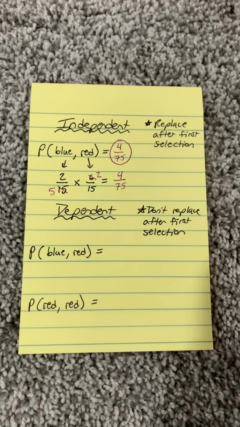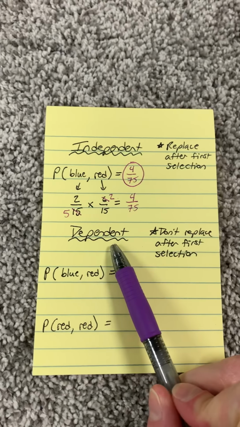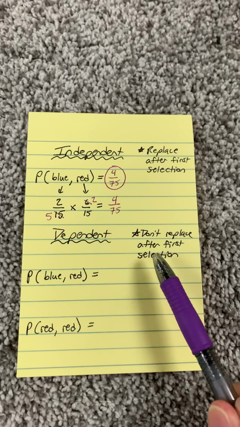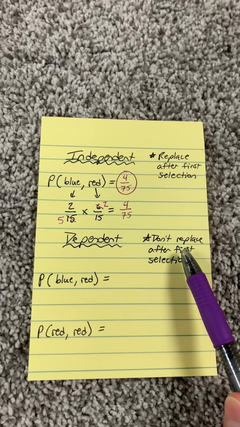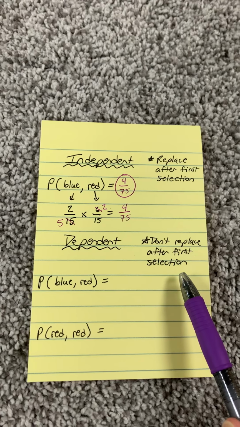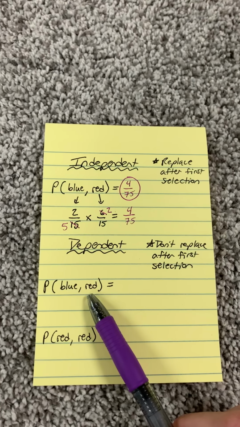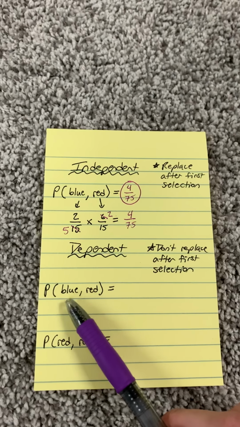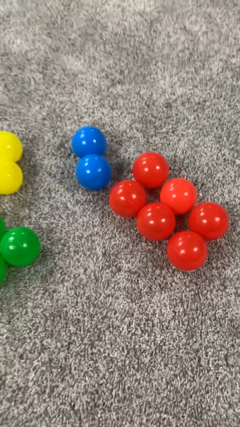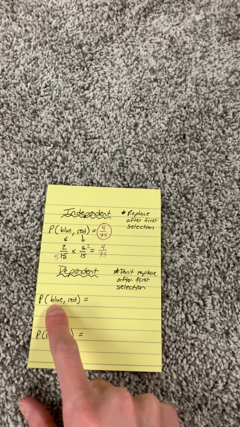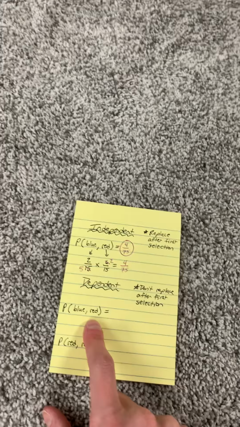Now we're going to do 2 examples of dependent events. So the reason they're dependent is because I'm not going to replace the marble after the first selection. So the second pull here, the second draw, depends on what happens in the first. So let's take a look. What's the probability now of selecting a blue and then a red, but not replacing it?